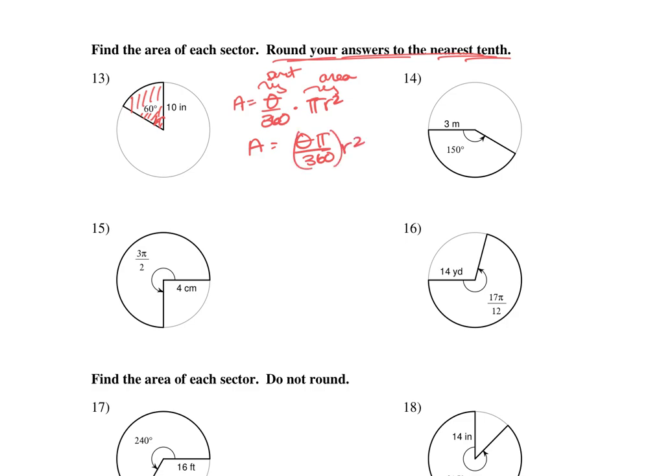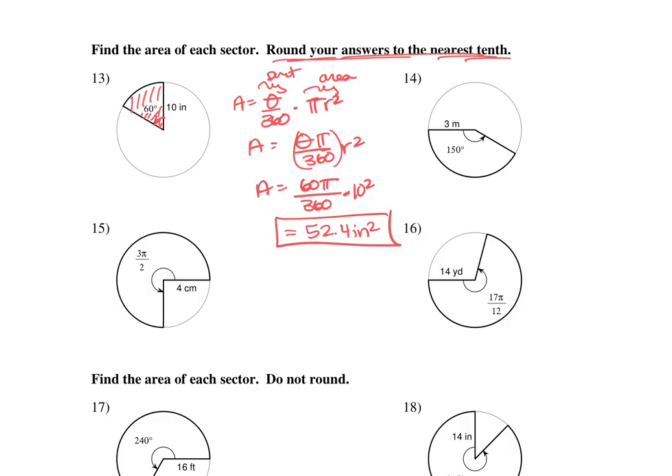So let's put in our numbers. Our area is 60 times pi, 60 degrees times pi divided by 360. It's 1/6 of the circle, times my radius squared. So I really got to do 10 squared first, which is 100. And then we're going to multiply by 60, multiply by pi, and divide by 360 because it's in our denominator. And we're going to get 52.4 inches squared.